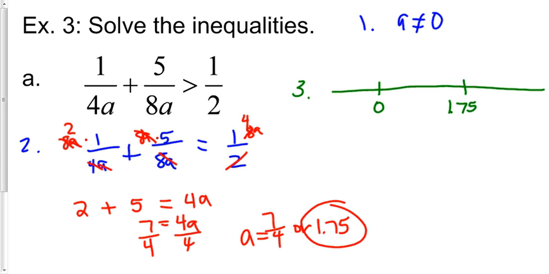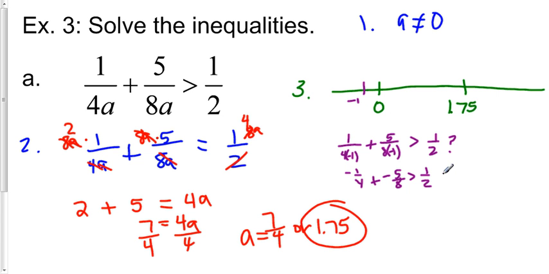So I'm going to start by testing -1. Let's see what -1 gives us. If it's not a solution, then everything to the left of 0 is out, not a solution. So let me test -1 here. Is 1 over 4 times -1 plus 5 over 8 times -1 greater than 1/2? You're asking yourself this question. So I've got -1/4 plus -5/8. 2 negatives are not going to be greater than +1/2, so the answer is no. So I'm going to cross out this part of the interval. Those are not solutions. I know 0 is not a solution, but maybe there's an open dot there.